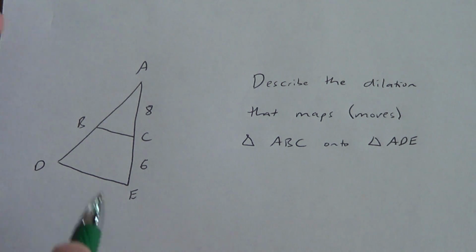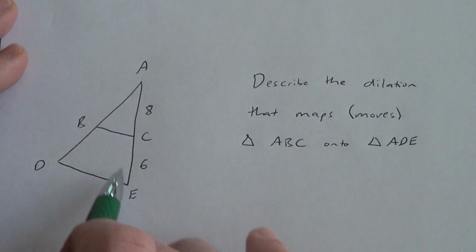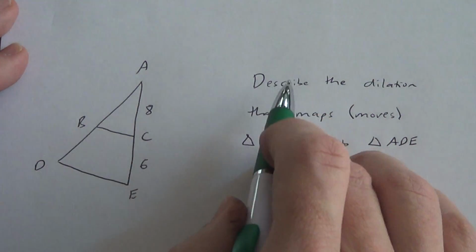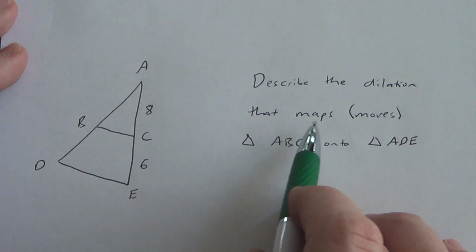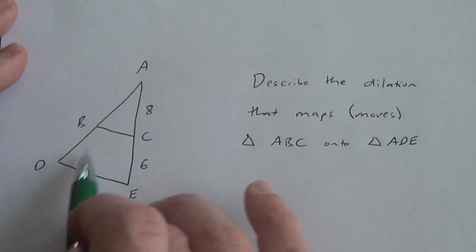All right, so I've got this triangle here. I really have two triangles. I have triangle ABC and I have triangle ADE. They are similar to each other. I'm telling you they're similar. That's one of our givens in this case. And we're going to describe the dilation that maps, which just means moves, triangle ABC onto triangle ADE.